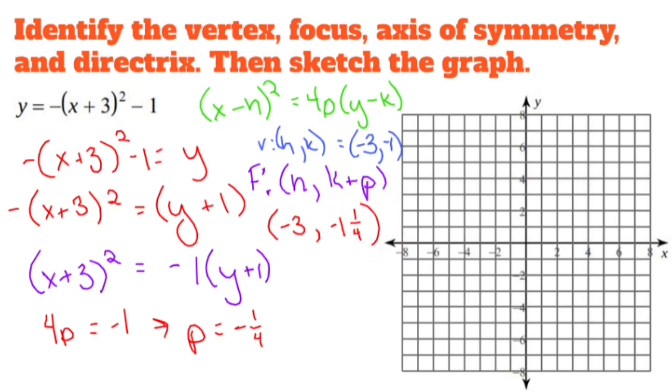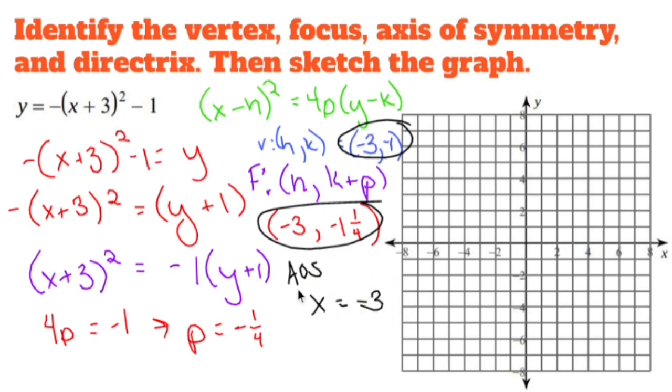All right, so what I have so far, and let's circle things out, is my vertex is there. My focus is there. My axis of symmetry is going to be a vertical line that cuts through the vertex. So my axis of symmetry, since it's a vertical line, is going to be x equals. Well, if it cuts through the vertex, then x equals negative 3. So that is my axis of symmetry.